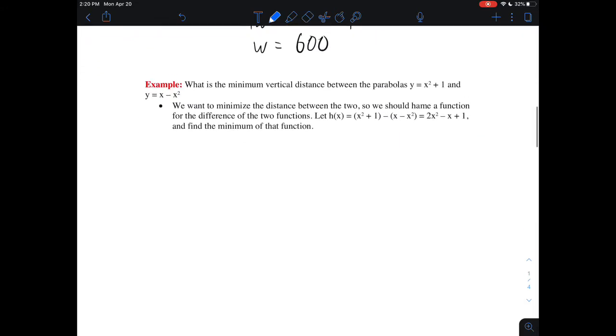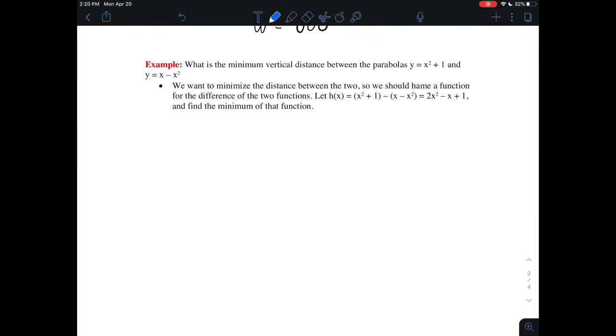So here's another example. What is the minimum vertical distance between the parabolas y equals x squared plus 1 and y equals x minus x squared? So here we notice the key word minimum. We want to minimize the distance between the two, so we would want to think of a function for the difference of the two functions.